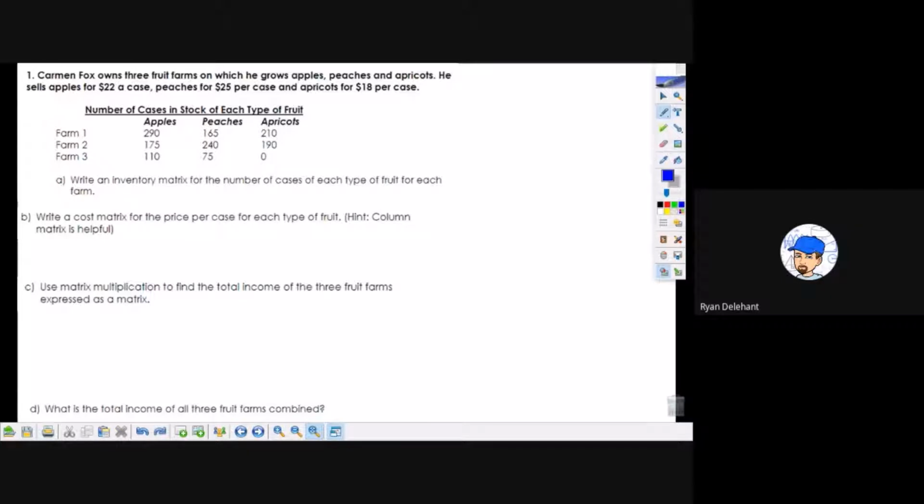But what we're trying to do is kind of see some of the applications for where matrices get used on a smaller note. So this says Carmen Fox owns 3 fruit farms, which she grows apples, peaches, and apricots. She sells the apples for $22 a case, peaches for $25 per case, and apricots for $18. First part is write an inventory matrix for the number of cases of each type of fruit from each farm. So they give us this big table right here, all this information.